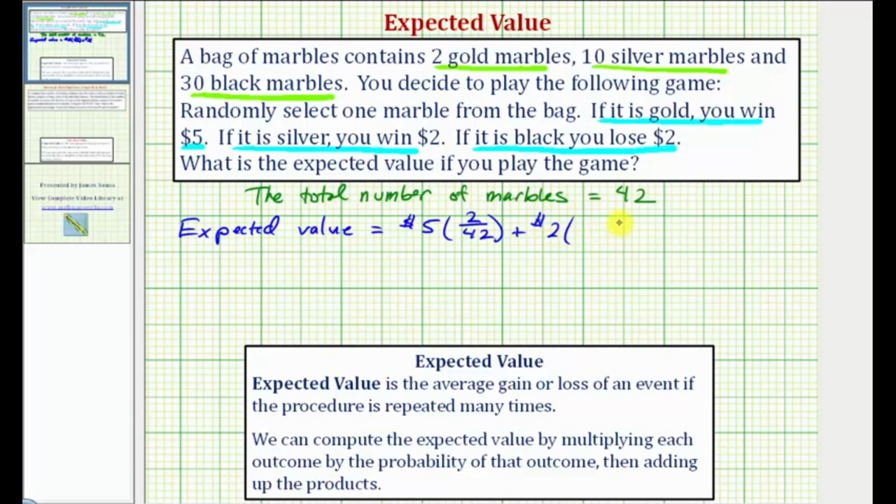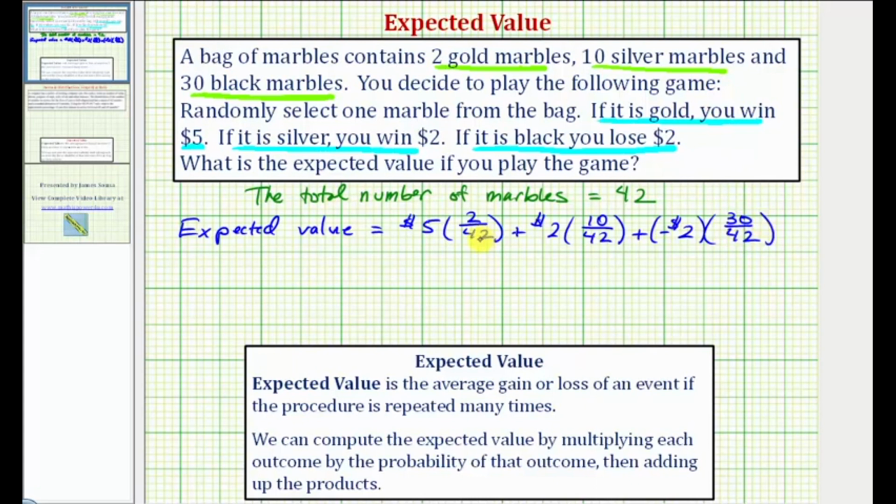times the probability of winning $2, which would be the probability of selecting a silver marble. There are 10 silver marbles out of 42, so we have 10 42nds, or 10 divided by 42. Plus the third outcome is that you lose $2, so we'd have plus negative $2, times the probability of losing $2, which is the probability of selecting a black marble. There are 30 black marbles out of 42, so the probability is 30 42nds, or 30 divided by 42.